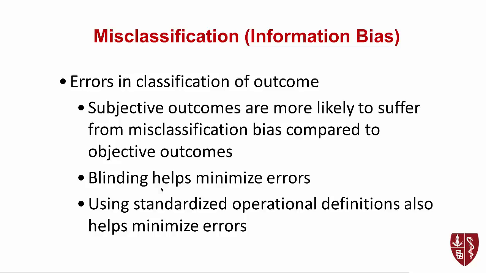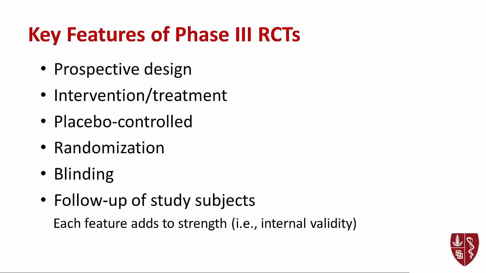So how can you minimize misclassification of the outcome? Again, by blinding both the subjects and the investigators and using precise, accurate, objective measures to ascertain your outcome. So it's important to have standardized operational definitions, and you apply these definitions to all study subjects in exactly the same manner.